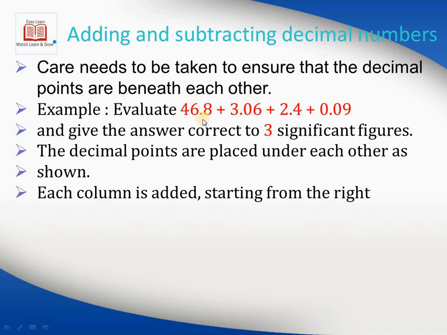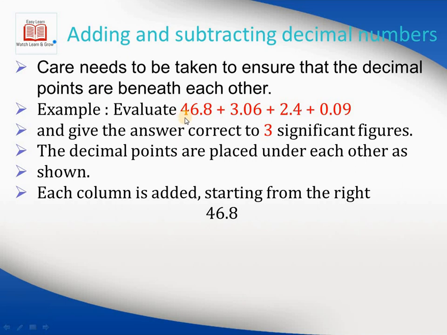For example, if we want to add these four decimal numbers, 46.8, 3.06, 2.4, and 0.09, and give the answer up to 3 significant figures. First we need the answer, then we will go to the second part of the question, correcting it to 3 significant figures. By the way, significant figures were already discussed in episode 2, I think. So the decimal points are placed under each other. Care must be taken to ensure that the decimal points are beneath each other.